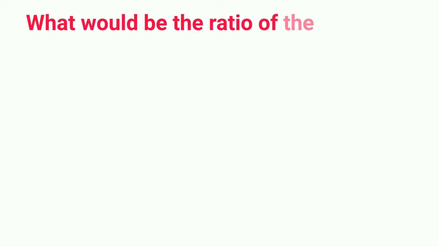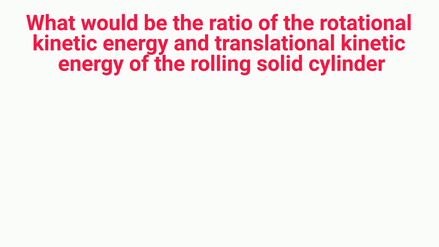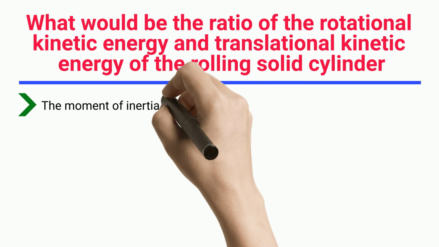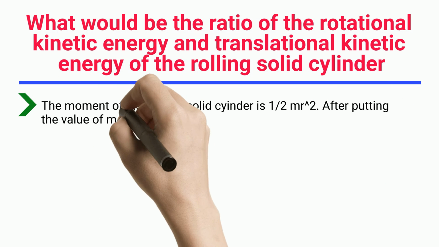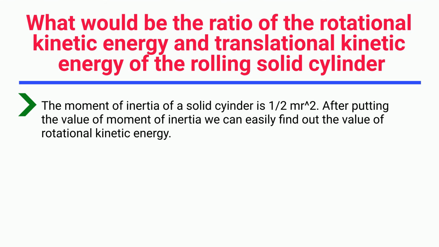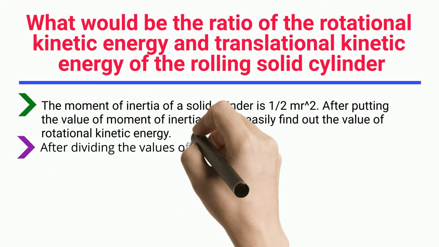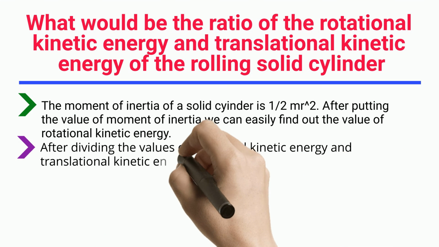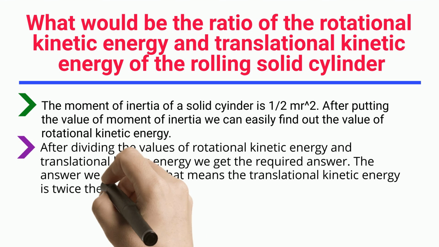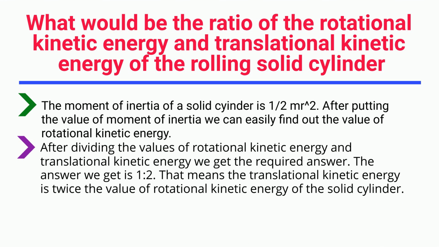What would be the ratio of the rotational kinetic energy and translational kinetic energy of a rolling solid cylinder? The moment of inertia of a solid cylinder is 1/2 Mr². After putting the value of moment of inertia, we can easily find out the value of rotational kinetic energy. After dividing the values of rotational kinetic energy and translational kinetic energy, we get the required answer. The answer we get is 1:2. That means the translational kinetic energy is twice the value of rotational kinetic energy of the solid cylinder.